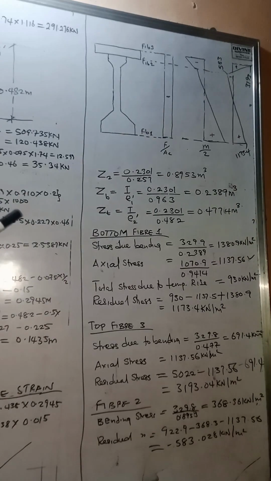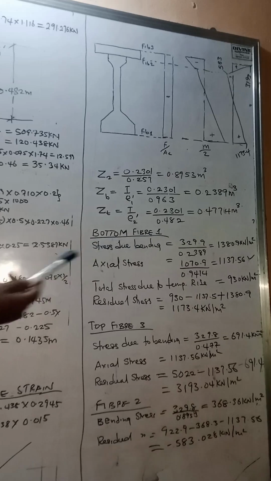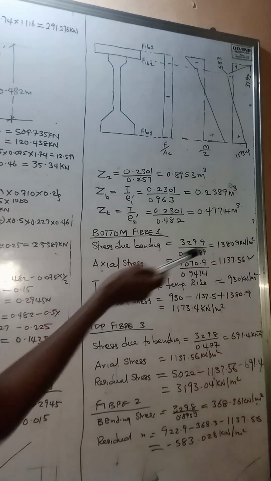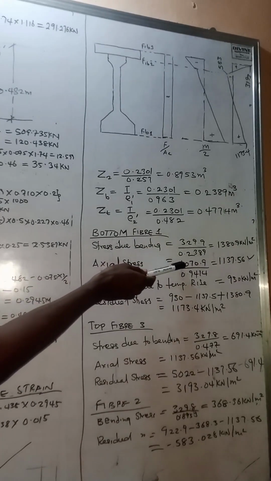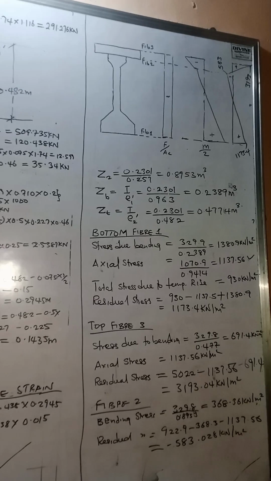Now, the first thing we want to check is the bending stress, where the bending moment is known, divided by the sectional modulus with respect to the fiber that we are considering, which is fiber 1 in this case. If we do that, we have 1380.9. Axial stress is the axial force, which we've gotten earlier on, divided by the area of the cross section of the beam.